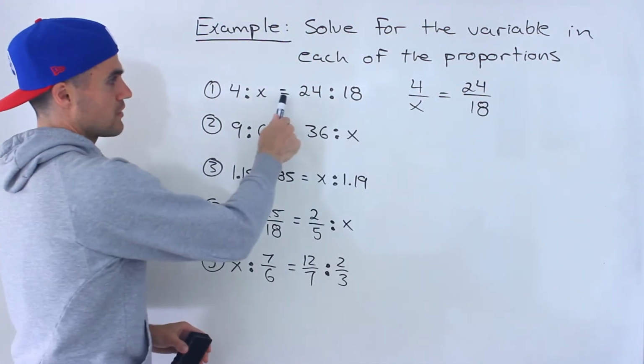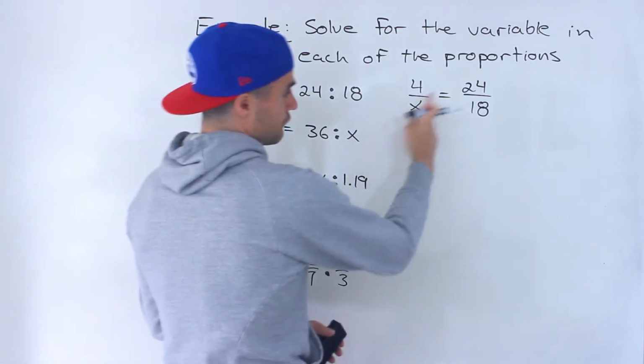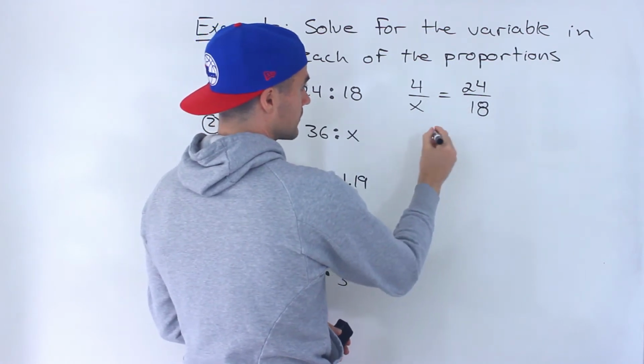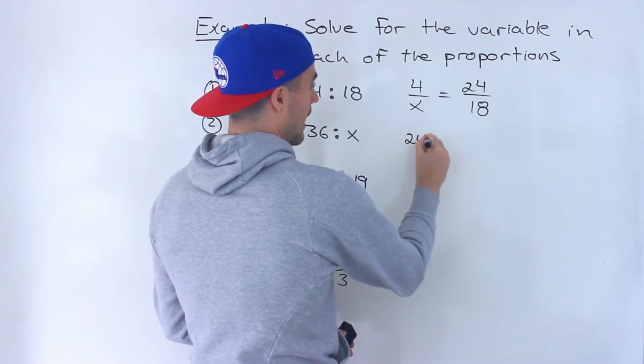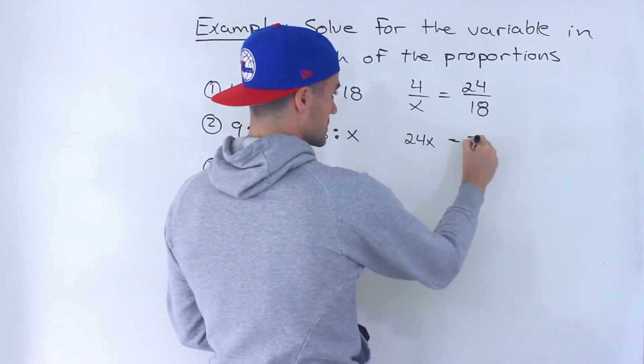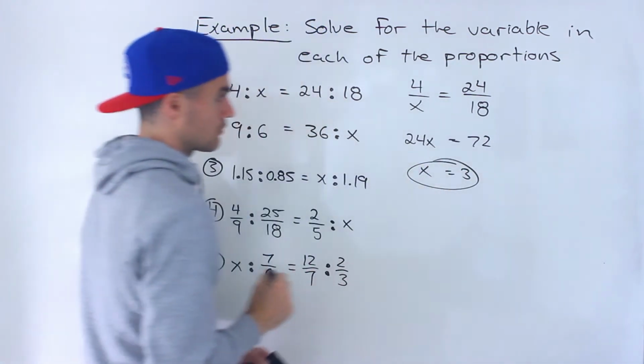Convert it like that. So this and this are the exact same thing. And then to just solve for this x, we can cross multiply. So we can cross multiply from here. So we would have 24x is equal to 4 times 18, which would give us 72. Divide both sides by 24, so x would be 3.